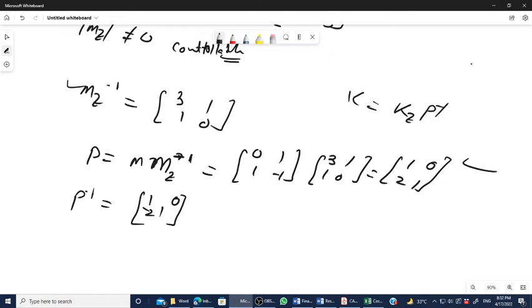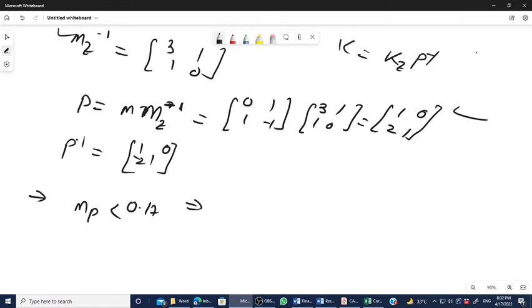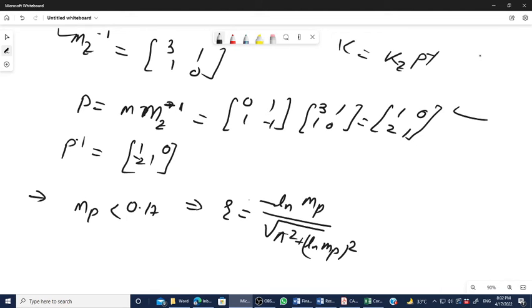Next step is to develop the characteristic equation with the help of the specification. The specification is that Mp should be less than 0.17, right? There is a formula for this: zeta equals minus of natural log Mp divided by the square root of pi squared plus ln Mp squared. You can apply it and find the value 0.49, which I am approximating as 0.5.